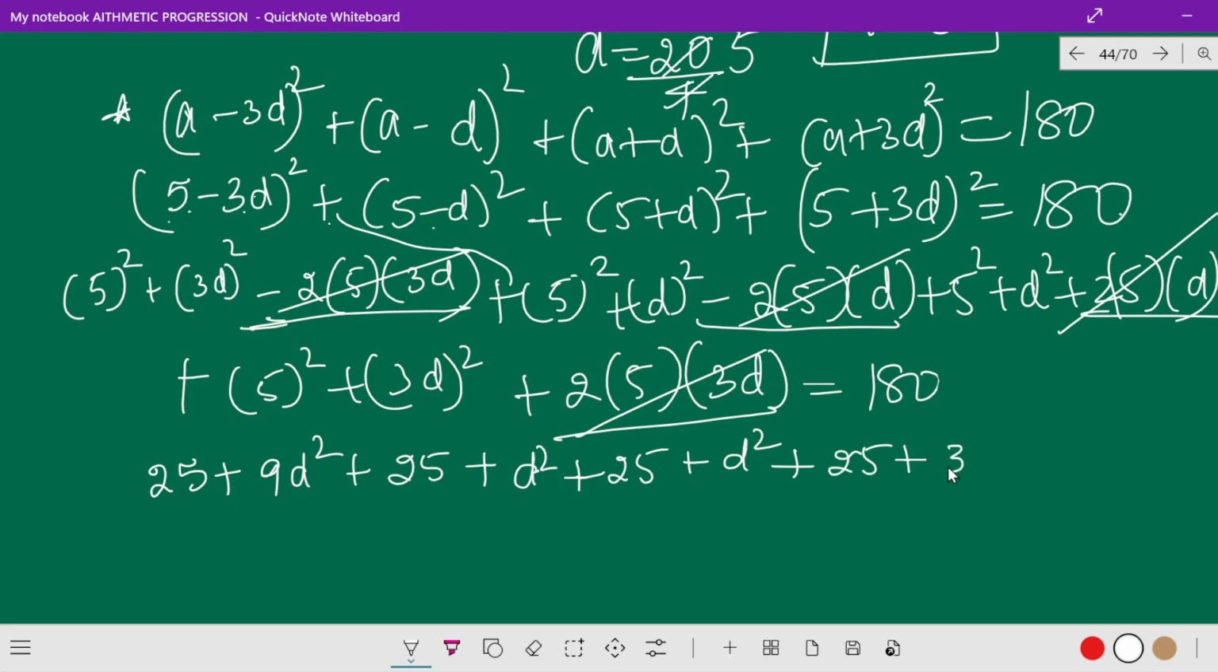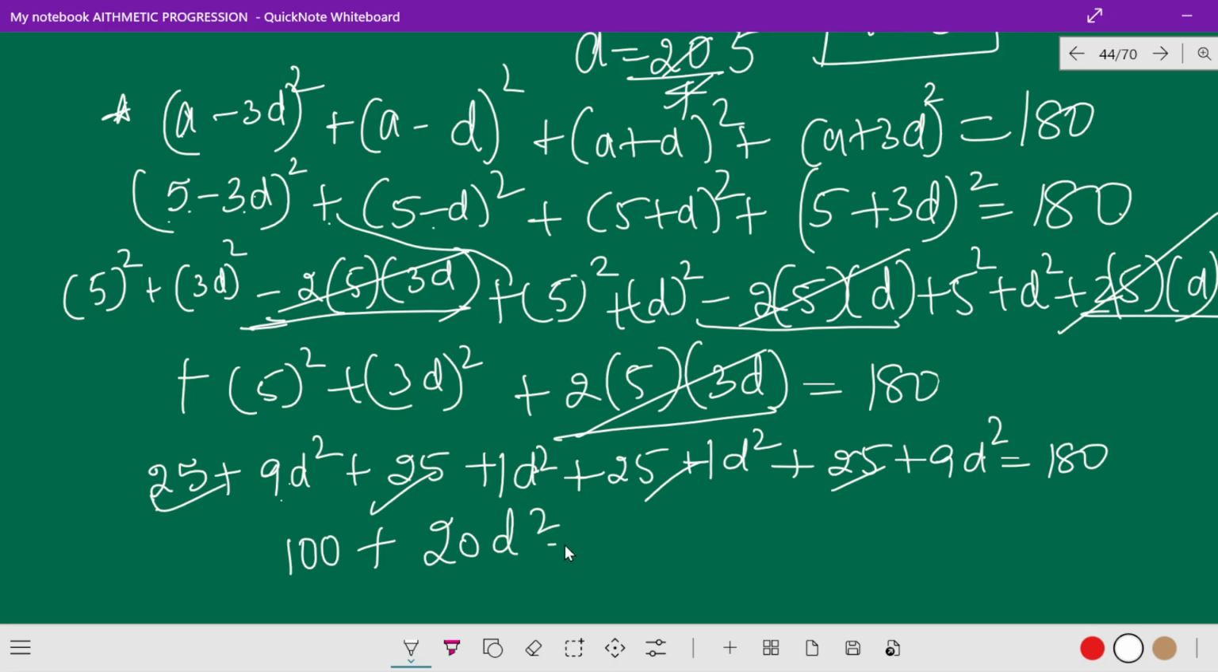25 plus 9d squared. 3d squared, 9d squared is equal to 180. So now you have 25, 25, 25, 25. This will become 100. So 100 plus 9, all are d squared. 9 plus 1 is 10, 10 plus 1 is 11, 11 plus 11 plus 9 is 20. So we'll get 20d squared is equal to 180. Therefore, 20d squared is equal to 180 minus 100.